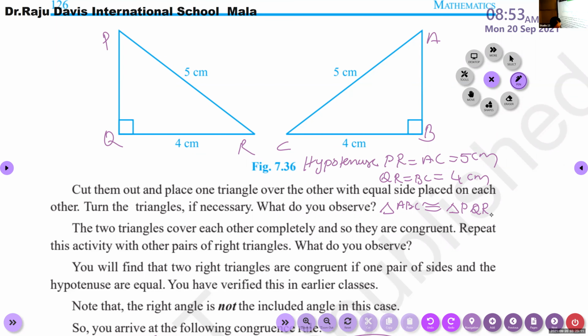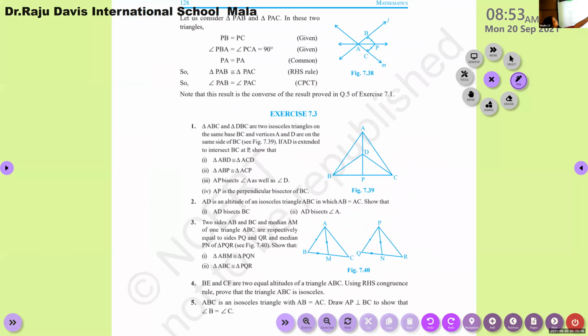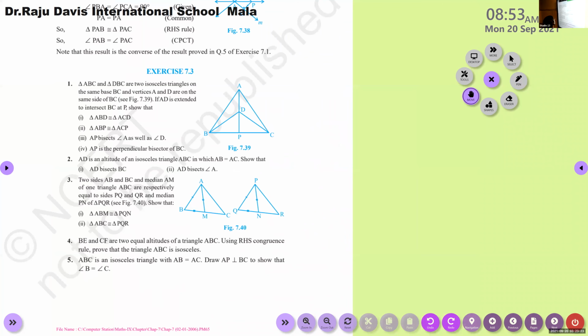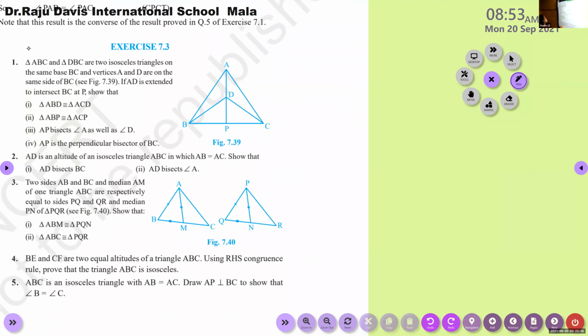Okay, now question number 1. Write question number 1 and draw its figure also. Triangle ABC and triangle DBC, two isosceles triangles. Write the question and draw the figure.